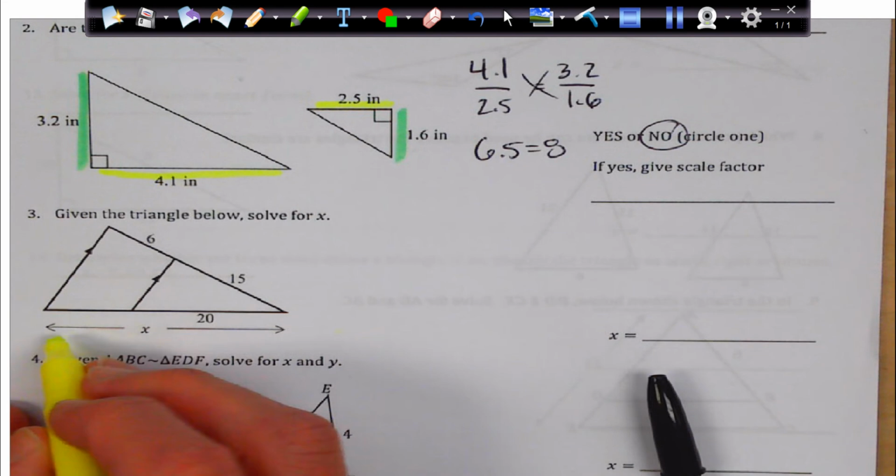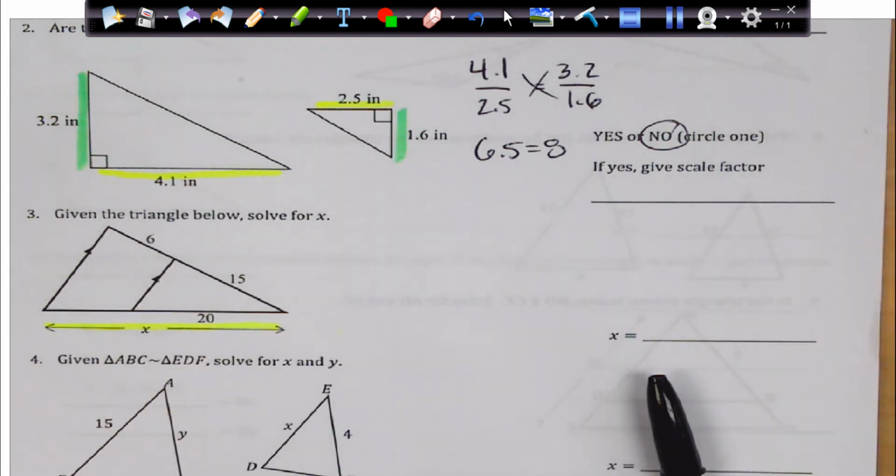In this one, we actually do have similar triangles, so again, we're going to try and figure out how we can set something up. So what would x match up with? X would match up with this whole piece.